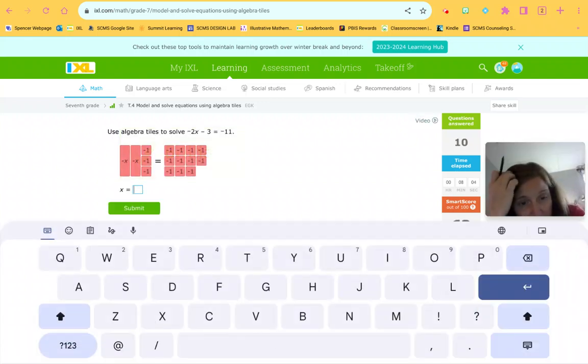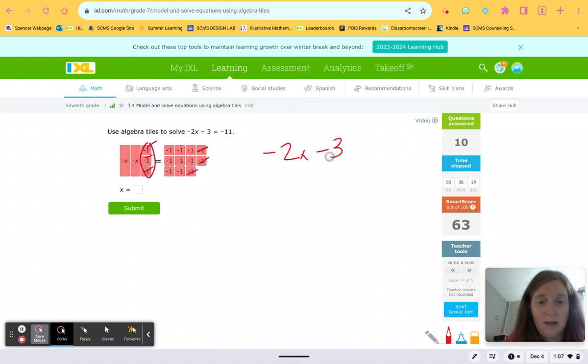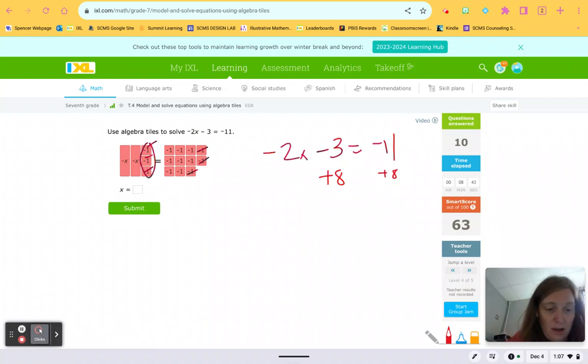This one you have negative 2x minus 3 equals negative 11. So we have, let's go ahead and get rid of the minus 3 here. Let's take those away. So we're going to add 3 to this side, or actually we could just take away 3 on this side too. So take away here, take away here. So I'm going to show you what I'm doing here. Negative 2x minus 3 equals negative 11. Now I took away the 3 on this side, and I'm going to take it away on this side as well. So when you're taking away those negatives, you are adding 3.